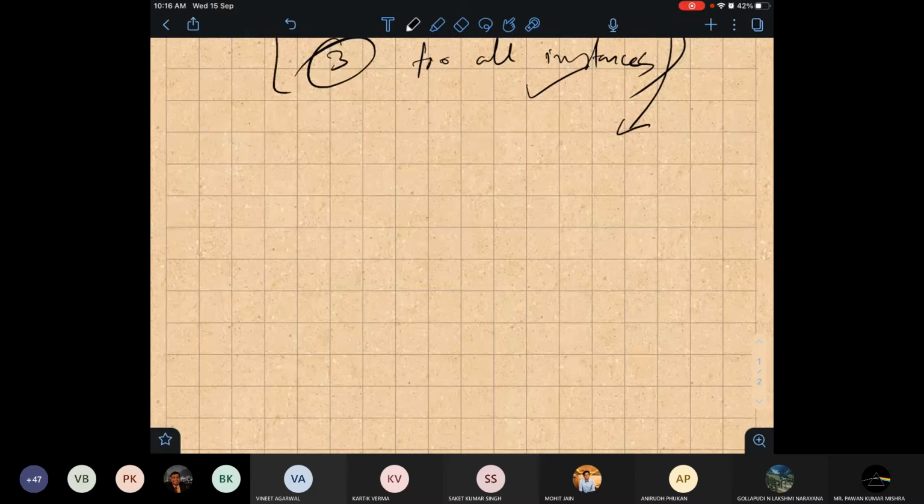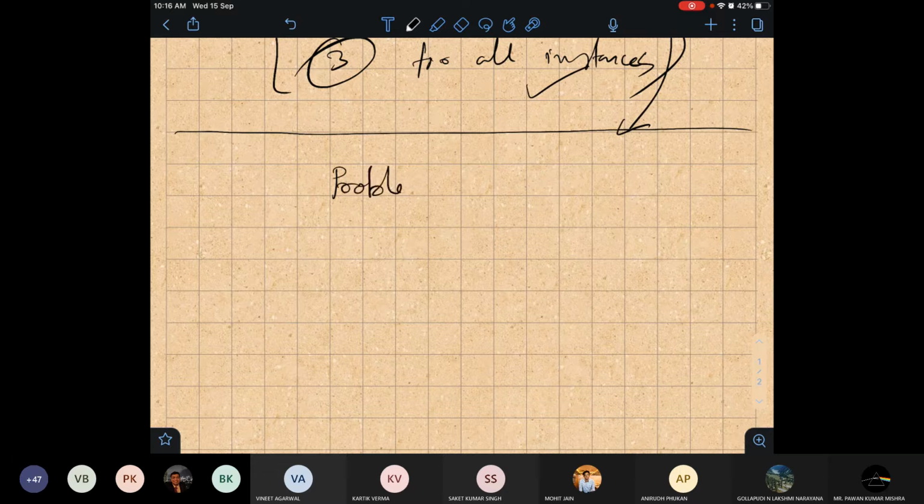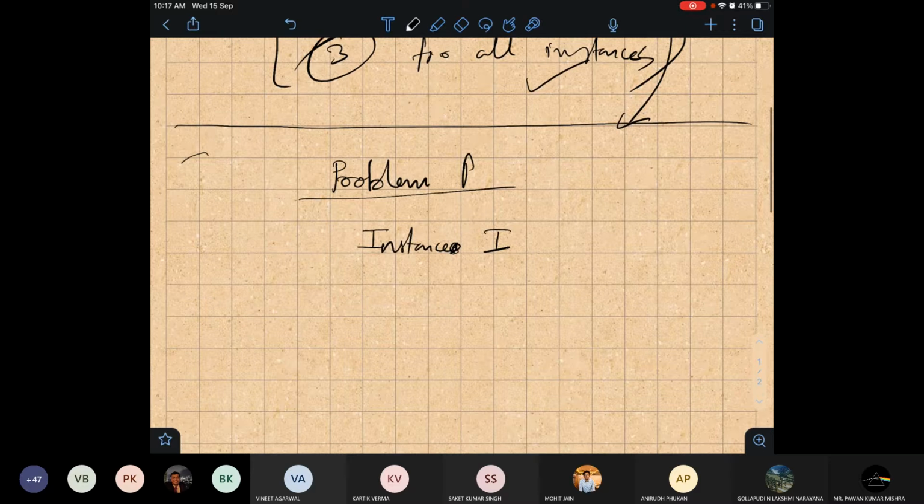Any doubt regarding anything? Okay. So suppose I will start. Suppose we are given a problem P, and this problem has instances. Suppose I am considering a particular instance I. Let me first discuss some definitions of the problem. This is basically the definition of a problem.